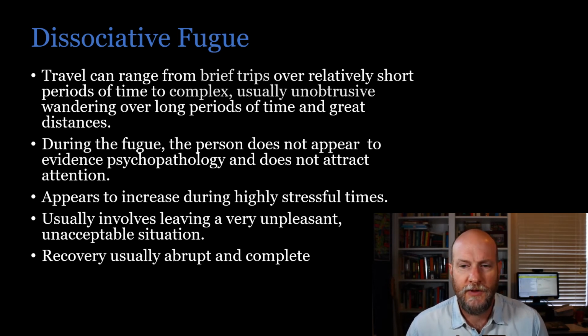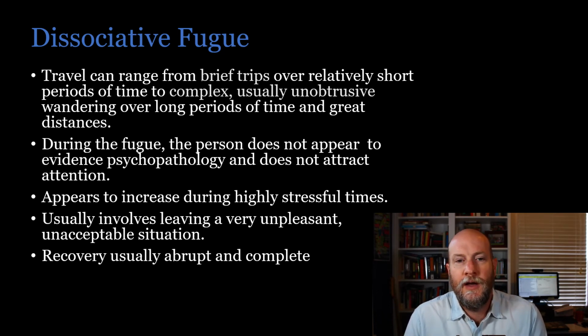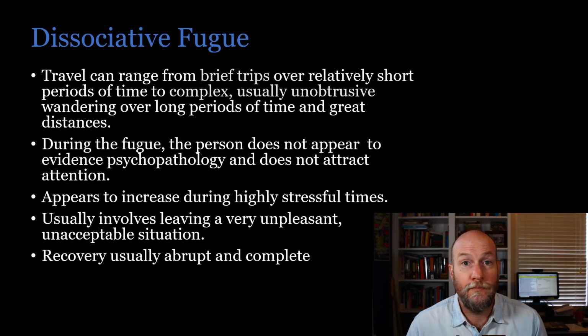And so sometimes people who are undergoing a dissociative amnesia will engage in what's called a fugue state or a dissociative fugue. Travel can range from brief trips to all the way across the country or the planet. It's usually this unobtrusive wandering over long periods of time and great distances. The person who's in the midst of a fugue state, interestingly enough, does not necessarily appear confused or impaired. They don't attract a lot of attention.